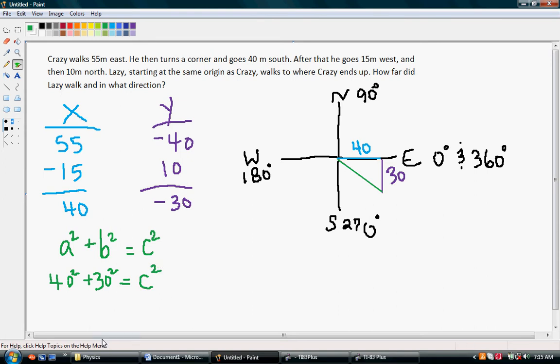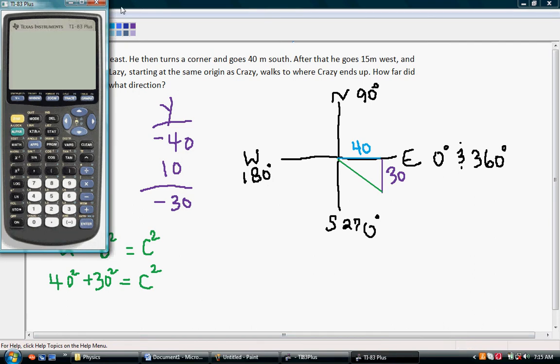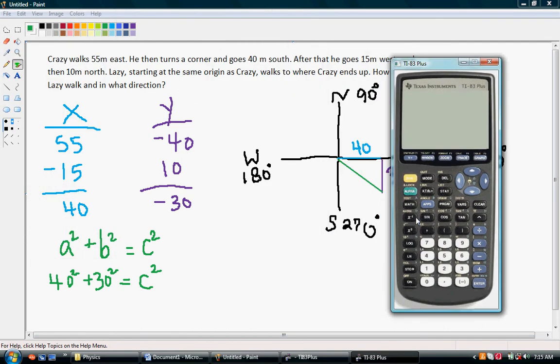So we're going to grab our calculator. We're going to make sure, before we even get going, that we are in degree mode. Very important. Alright. Now we do 40 squared plus 30 squared, and we get 2,500. So over here we can say that 2,500 equals c squared. But we don't want c squared, we just want c.